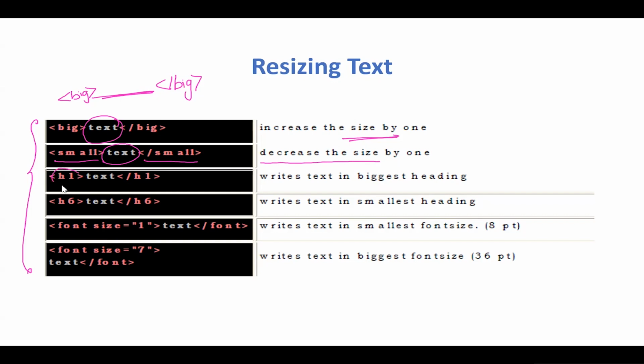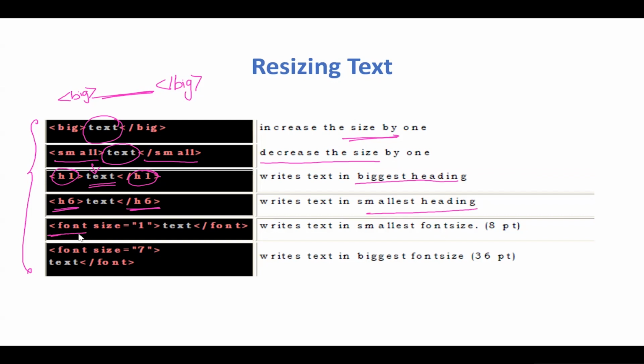Next tag we have is the H1 tag. H1, close H1. Here H1 stands for heading 1. This is the highest size of heading possible, which is nothing but H1. So the text, whatever you have written, will come in the biggest heading. Next is H6. H6 is the smallest heading possible. So it writes the text in the smallest heading.